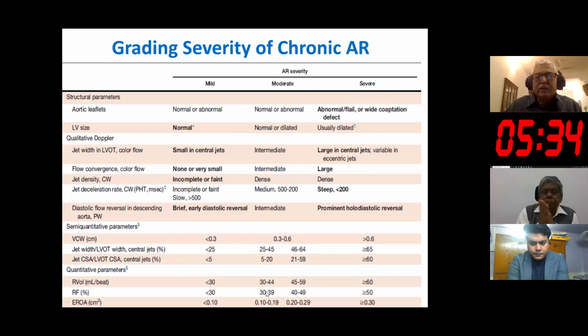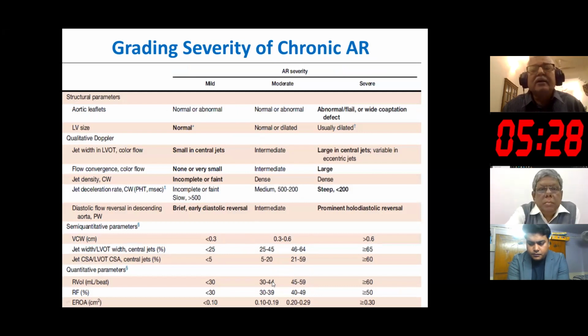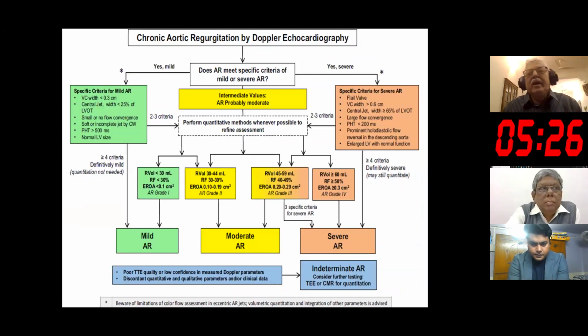In fact, they have used two classifications of moderate. One is moderate, and the other one is moderately severe, which was not there in the earlier classifications. They have also given an extensive algorithm to differentiate between mild AR and severe AR. I will not go into all the details for want of time.